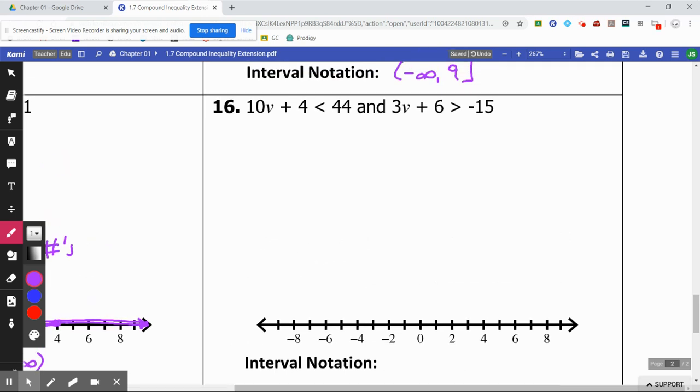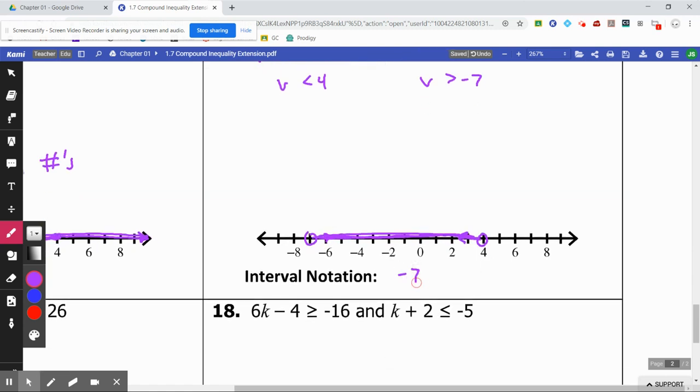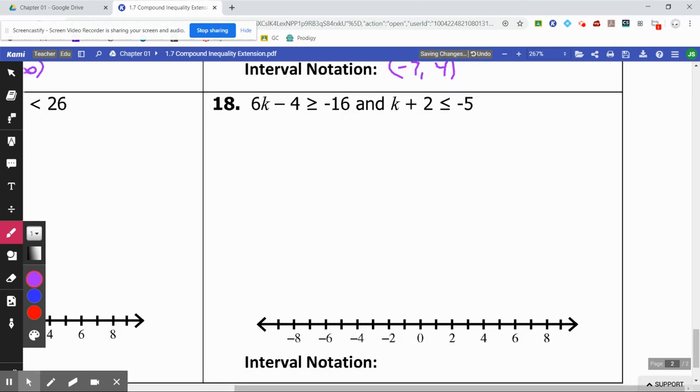Number 16, subtract 4 gives you 40. Divide by 10 gives you v is less than 4. And so both must be true. Subtract 6 and divide by 3. So v has to be less than 4 but it also has to be bigger than negative 7. So less than 4 looks like this. So these numbers are less than 4. Bigger than negative 7 would be these numbers. The numbers that are less than 4 but bigger than negative 7 are the ones in the middle. That'd be all the values from negative 7 up to 4, non-inclusive. So that's like an old problem.